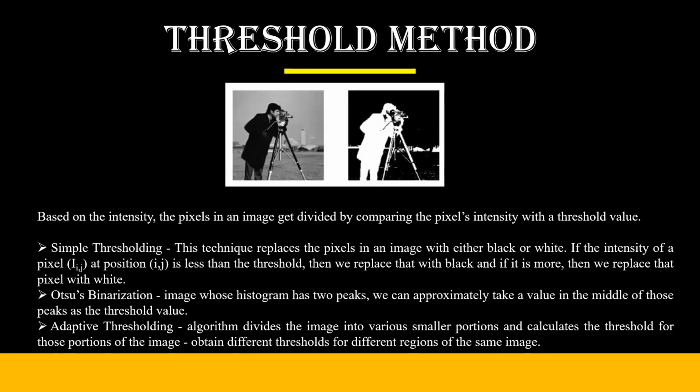In simple thresholding, we just replace the pixel in an image with a black or a white. Otsu's binarization is mainly used in images which are bimodal, that means their histogram of pixels has two main peaks. So we take a threshold value in between those peaks, and then replace our pixels and get a certain image. And in adaptive thresholding, we divide the image into certain portions, and for each portion we assign a certain threshold value.